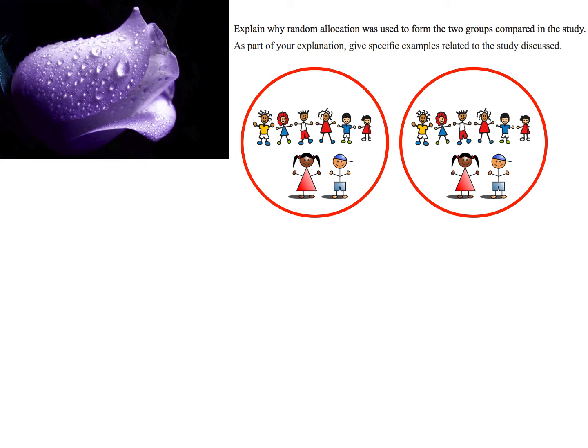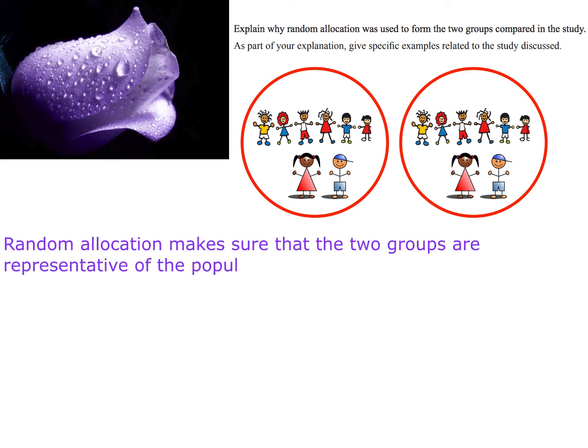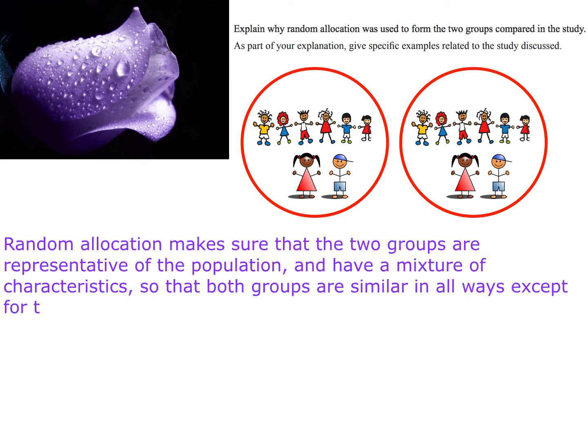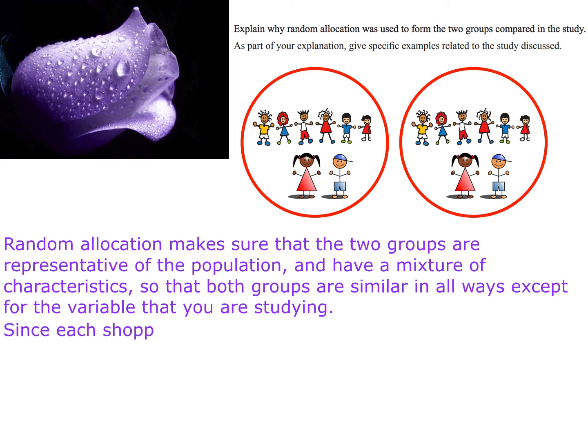And that's why we want to do a random allocation, because we're controlling everything except for the one variable that we're testing. So random allocation makes sure that the two groups are representative of the population, have a mixture of characteristics, so that both groups are similar in all ways except for the variable that we're studying.